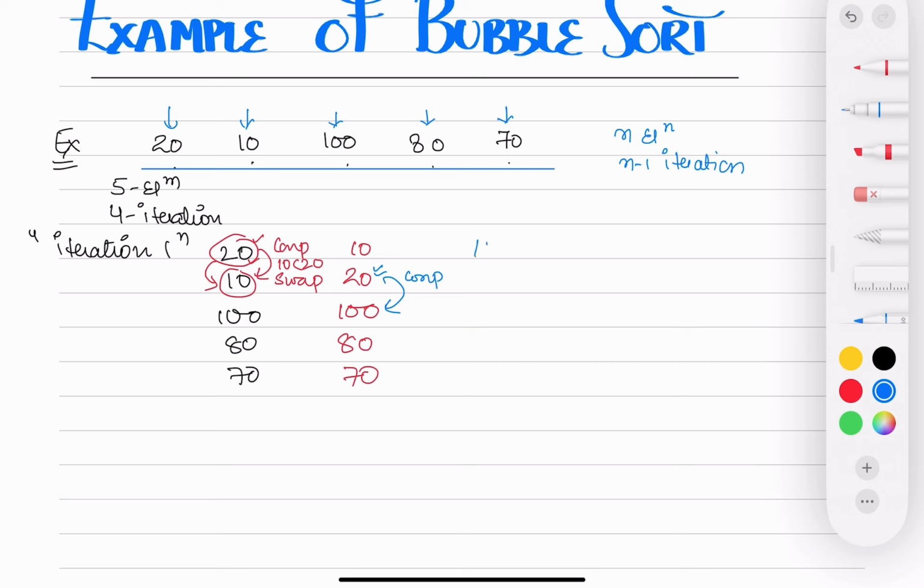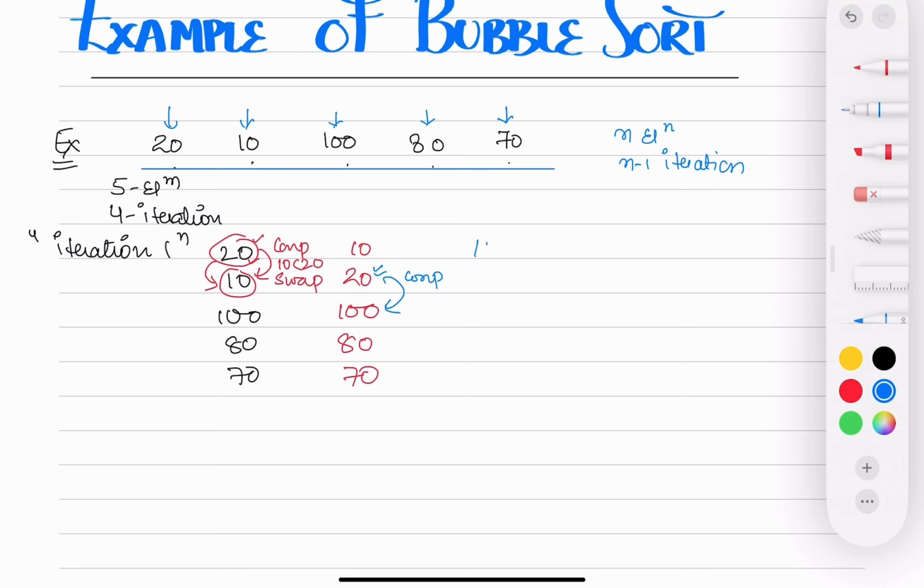So 80 and 70, you compare and 70 is less than 80, so 70 should come before 80, and we need to swap. So you get 10, 20, 70, 80. So you got 80 and 100 to the right position. 100 you already got in the first iteration. The second largest element is also bubbled up to the right place.